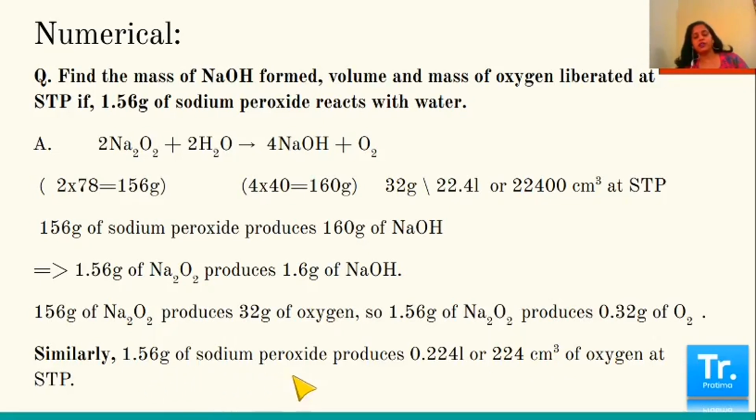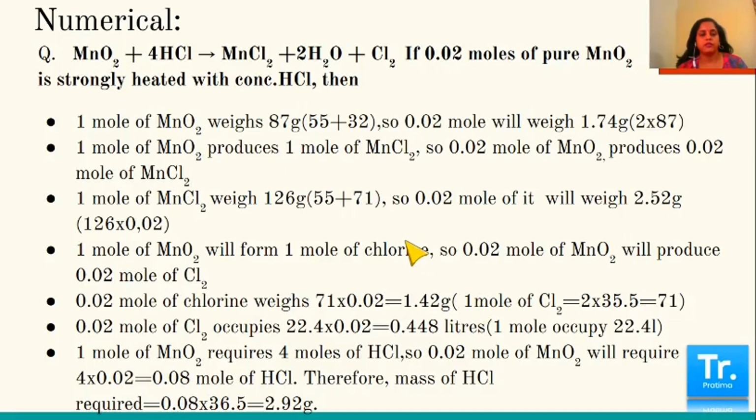I am sure now you know all the unitary method that we are using in these questions of calculation based on chemical equations. Okay, so I have taken one more question here where I have given you the equation and used 0.02 moles of pure MnO2. The equation is that when manganese oxide reacts with HCl, giving you MnCl2 plus 2H2O and chlorine.